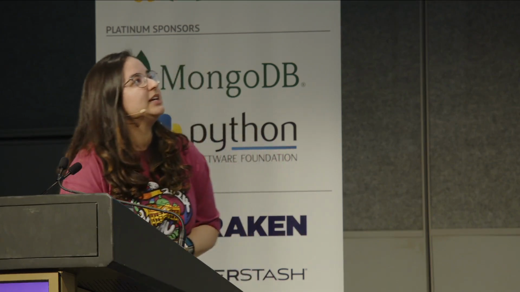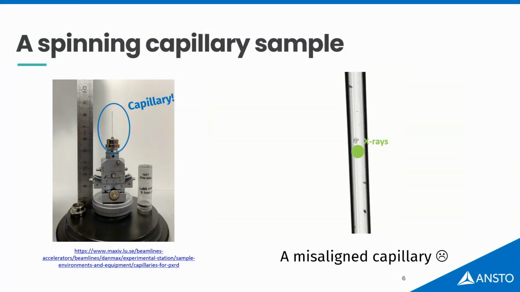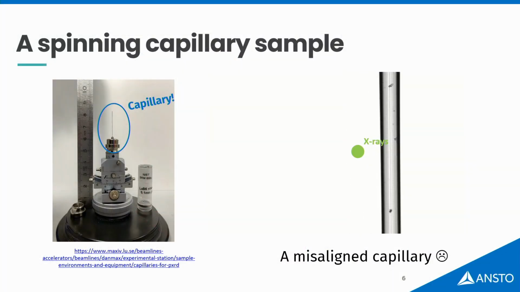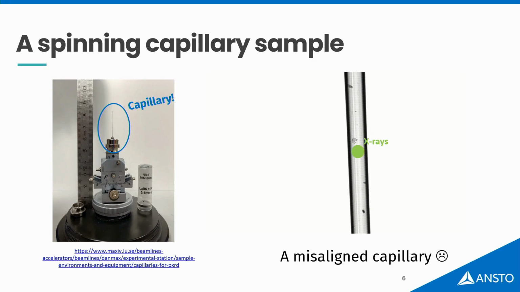You need this rotation to be very aligned because the X-ray path is coming through, and as it rotates, here's what cannot happen. This is a misaligned capillary. If it rotates all the time and comes off of the X-ray path, you're not going to acquire quality data. We have to align this capillary.